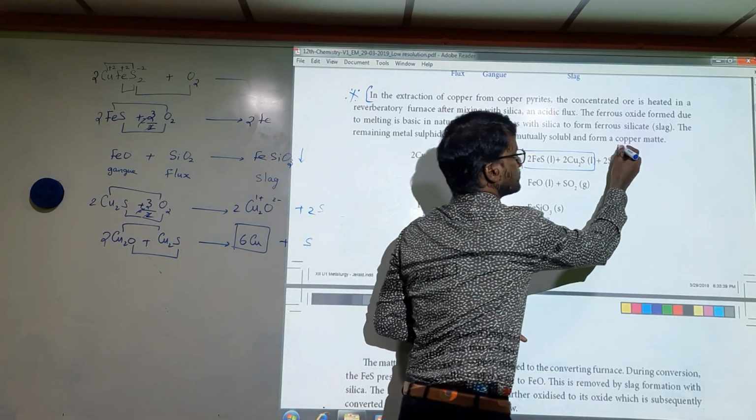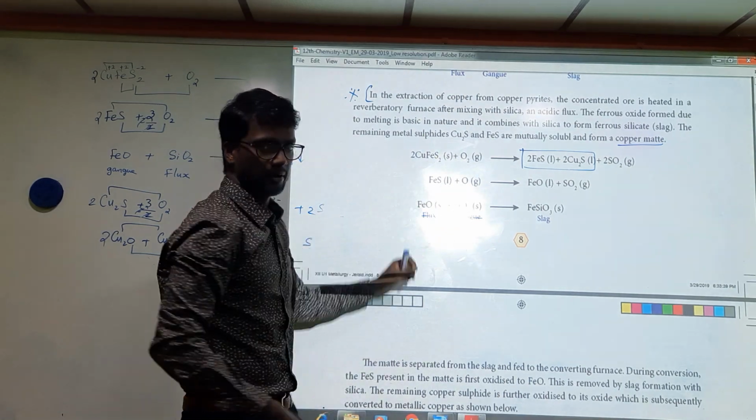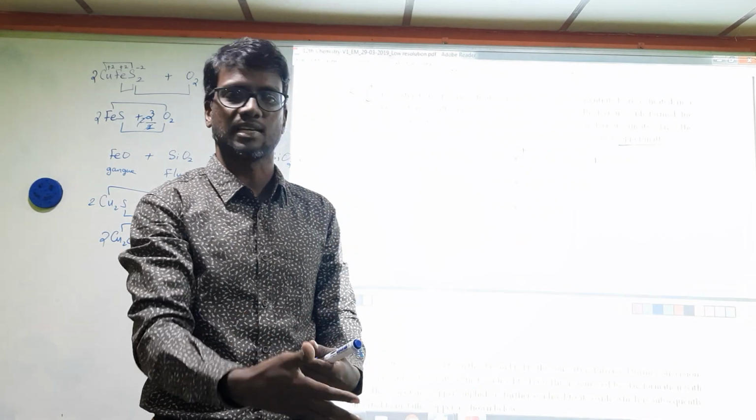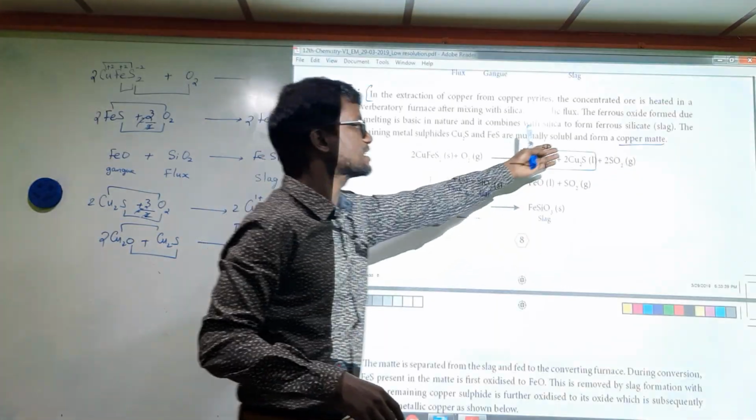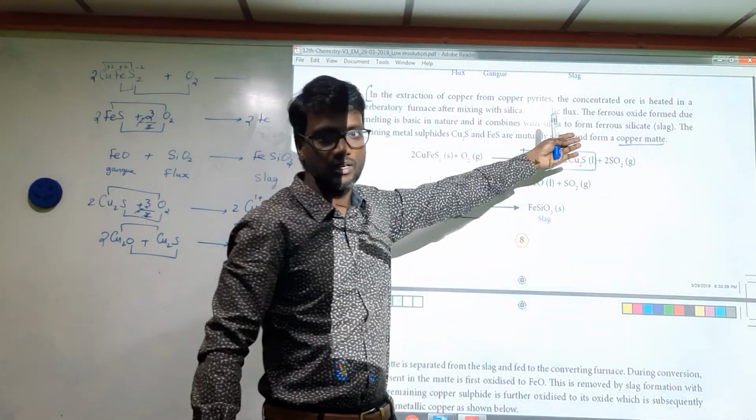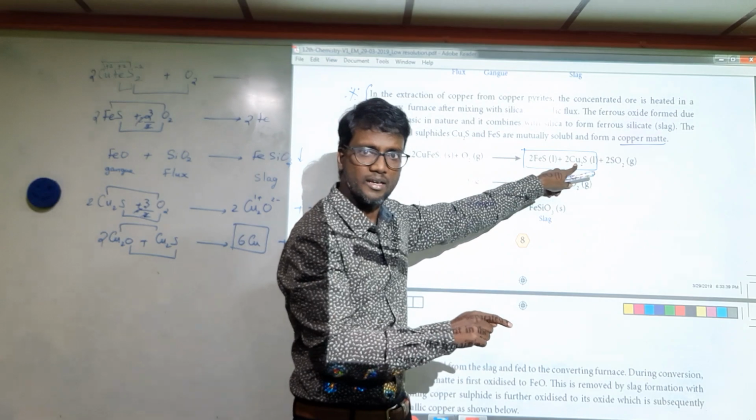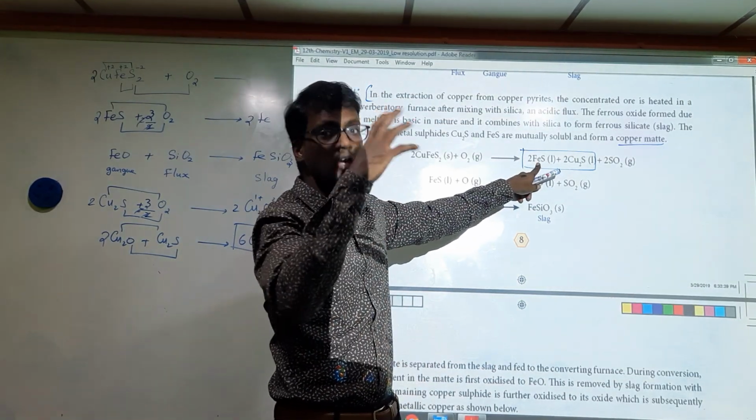It's a technical term. At the end of this three-step process, two layers will be formed in the furnace. The bottom layer is called slag, nothing but ferrosilicate, and it is removed. The upper layer we call copper matte. It's a technical term. What does copper matte consist of? It consists chiefly of cuprous sulfide and some unreacted ferrous sulfide. So this is what we call copper matte.